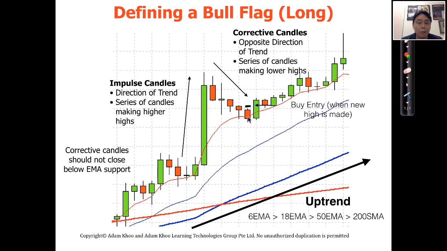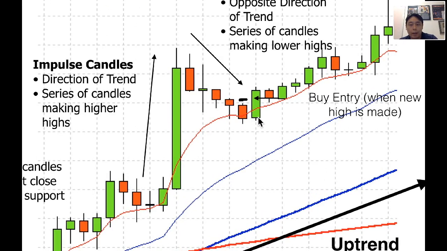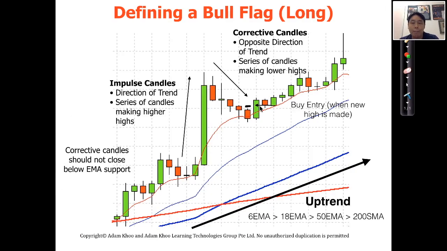Now, what happens to the next candle over here? The next candle opens here, as you can see, and it goes up, and it exceeds the high of this candle, and it triggers my buy order. I'm now in the trade. So that's my buy entry when a new high is made. So I buy exactly at this point, and I'm in the trade going up. And it'll hit my profit target somewhere over there. Got it? So that's the concept. So again, remember that for a long trade, you're looking for a clear uptrend. The 6 moving average above the 18, 18 above the 50, 50 above the 200.